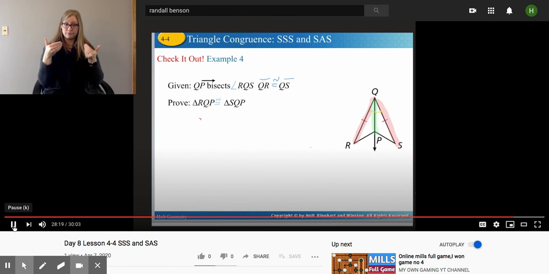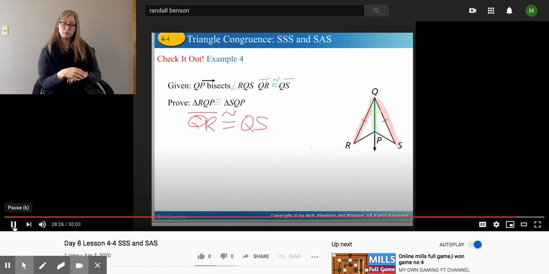We say QR is going to be congruent to QS, and that was given. And then what else do we have? Well, we have the angle in between. We can say that ray QP bisects angle RQS.